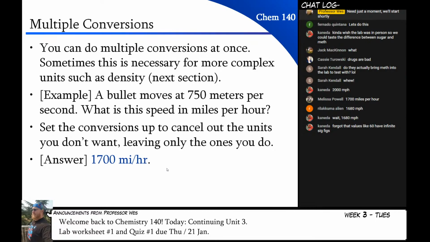All right. So that's the process by which you do multiple conversions, working with both the top and the bottom. So I'm going to give you 1680 would be incorrect. Yeah, you need to have only 2 sig figs because 750 as written has 2 sig figs. If I wrote 750 dot, then 1680 would be the correct answer.